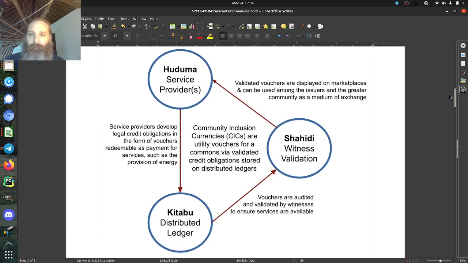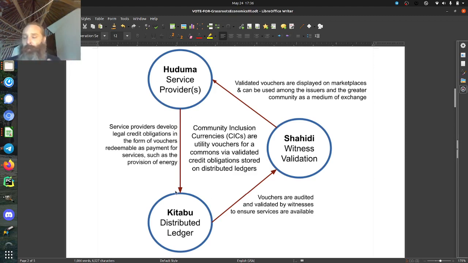Just to give you a very quick rundown of how it works in general for creating a community currency. So your hatch phase in this case is a bunch of service providers coming together and creating a credit obligation. And so this is a legal form that they're creating. It is a credit obligation redeemable as payment for their services, like energy provision. They're recording that on a ledger that we call Kitabu. We have our own blockchain. And these vouchers are audited by witnesses, so there's a validation process, and they're displayed on marketplaces.